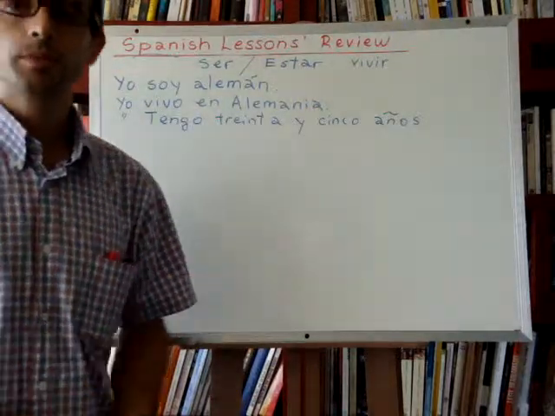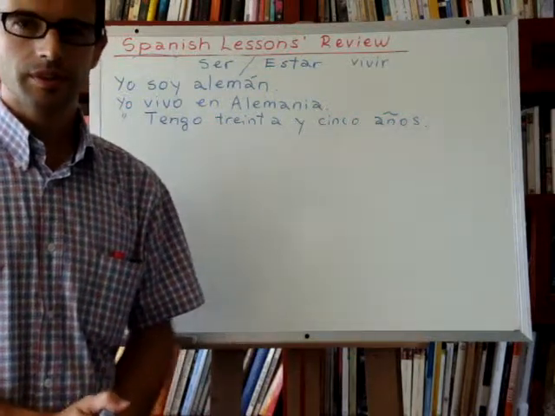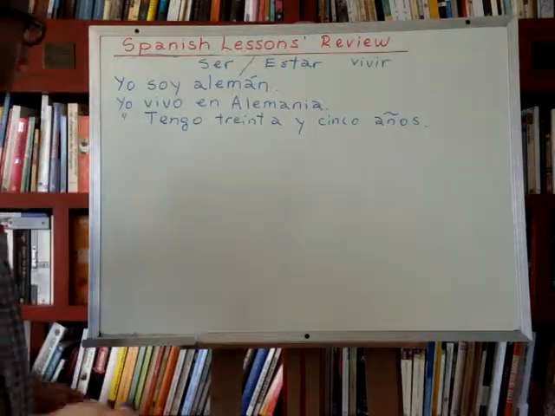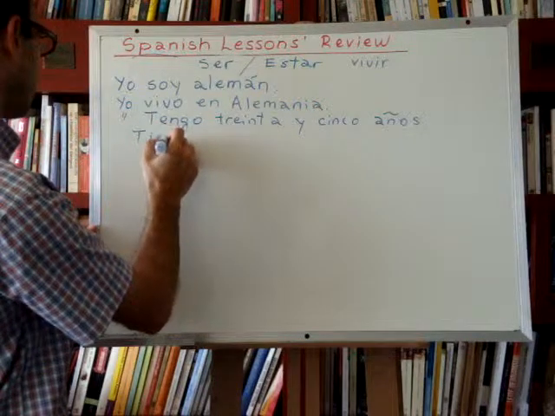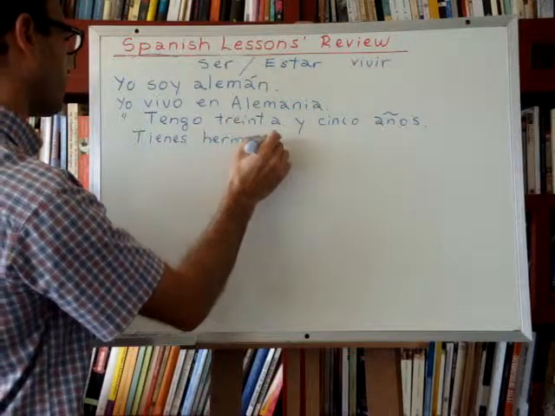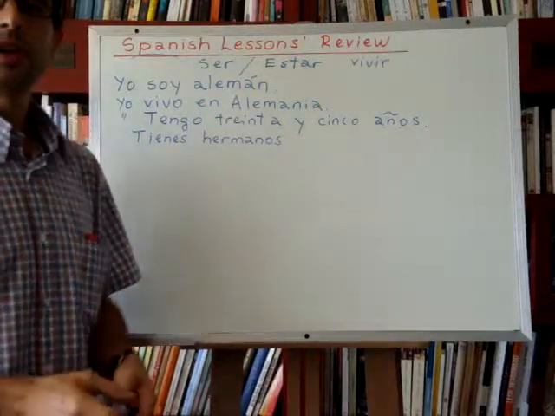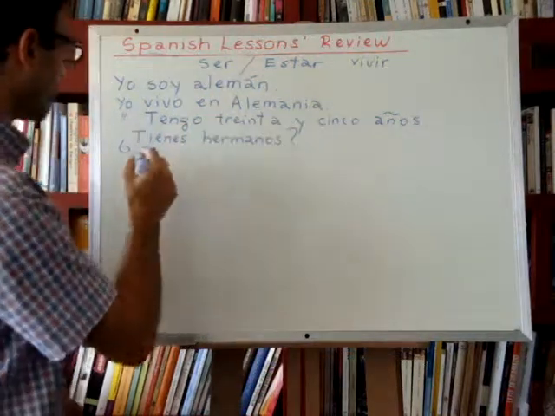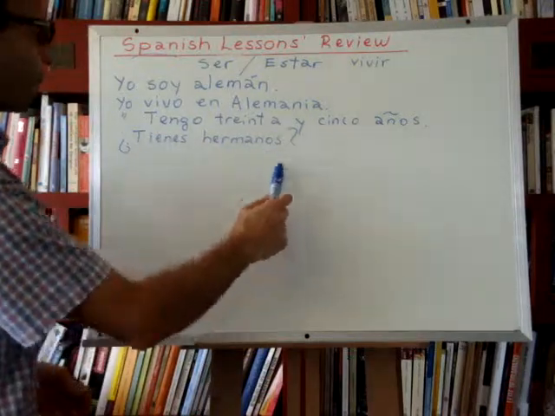And then the other person would ask, do you have any brothers? Right? Or do you have any siblings? We would say, ¿tienes hermanos? ¿Tienes hermanos? ¿Tienes hijos? Or do you have children? Right? Whatever. Remember, in Spanish we always open the question mark, okay? ¿Tienes hermanos?